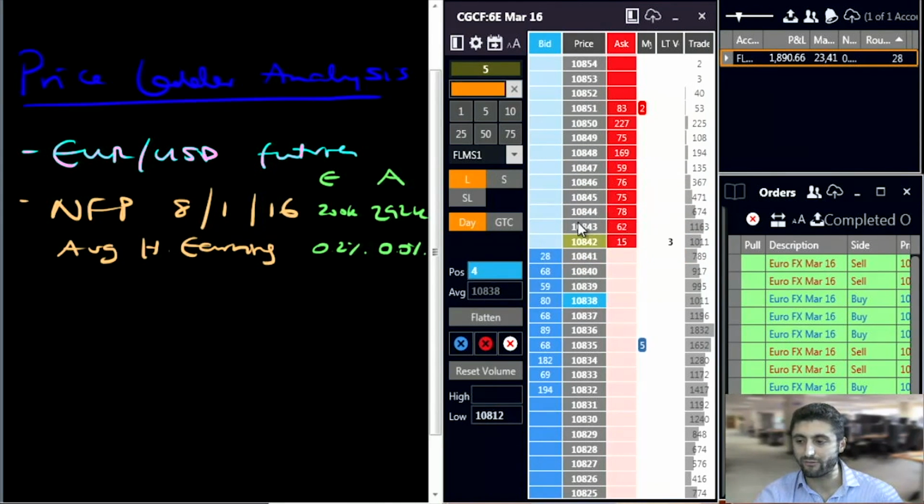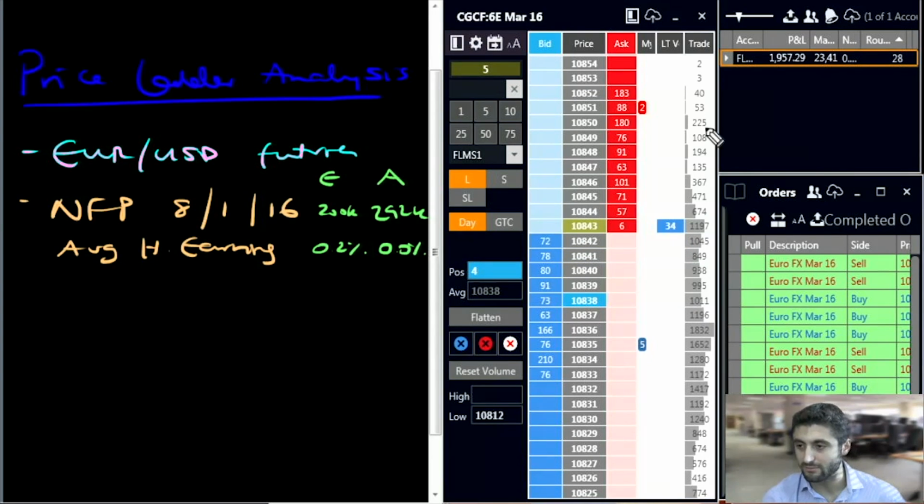We know that our confidence level effectively is those 51s. 51s is going to be a very, very important level.